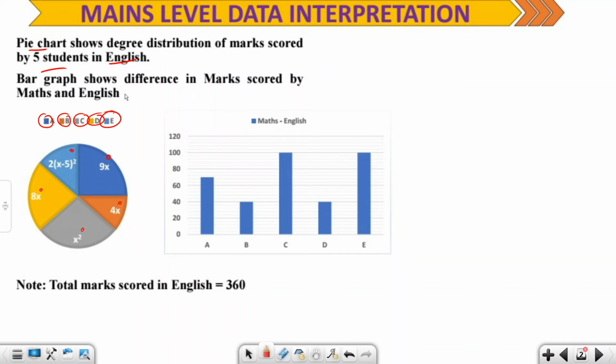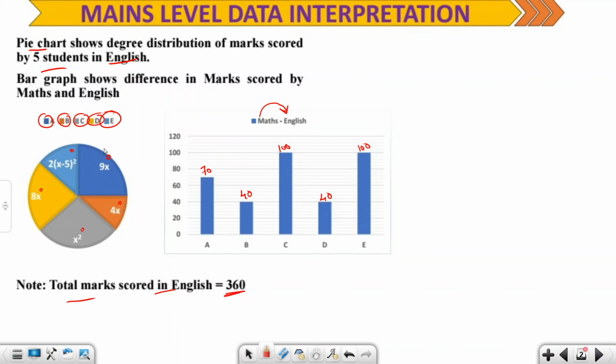Next one. A bar graph shows the difference in marks scored by Maths and English. So what is the difference between Maths and English? By A 70, by B 40, by C 100, by D 40, by E again 100. And they are given that the total marks scored in English is equal to 360 marks.